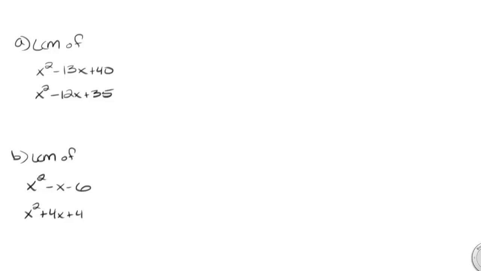All right, we're going to tackle two quick questions, finding the least common multiple of a pair of polynomials. As you probably know to this point, what you do is you first factor each of these polynomials. So I'll do that here quietly in the first example. Okay, and then the LCM.